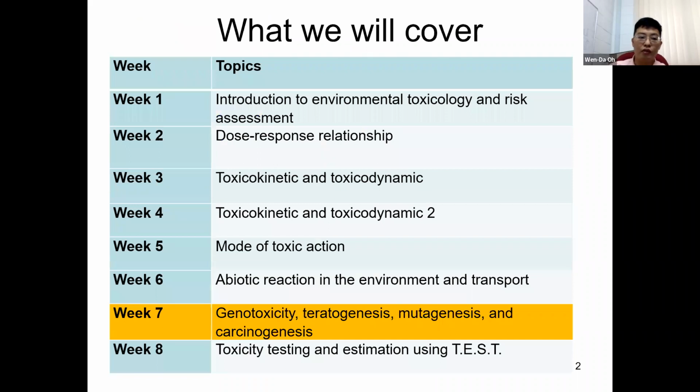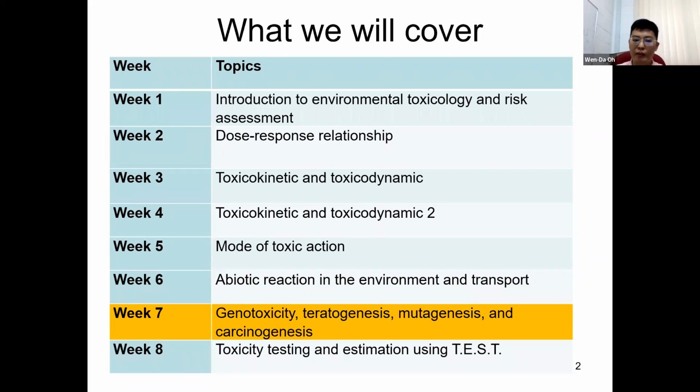So far we have come to week 7. We have covered all the basic things about dose response relationship, and toxicokinetics and toxicodynamics on how pollutants or toxicants can enter our body and what kind of effect they can exert. After that, we also looked into something more chemistry, which is how this toxicant can move around in the environment.